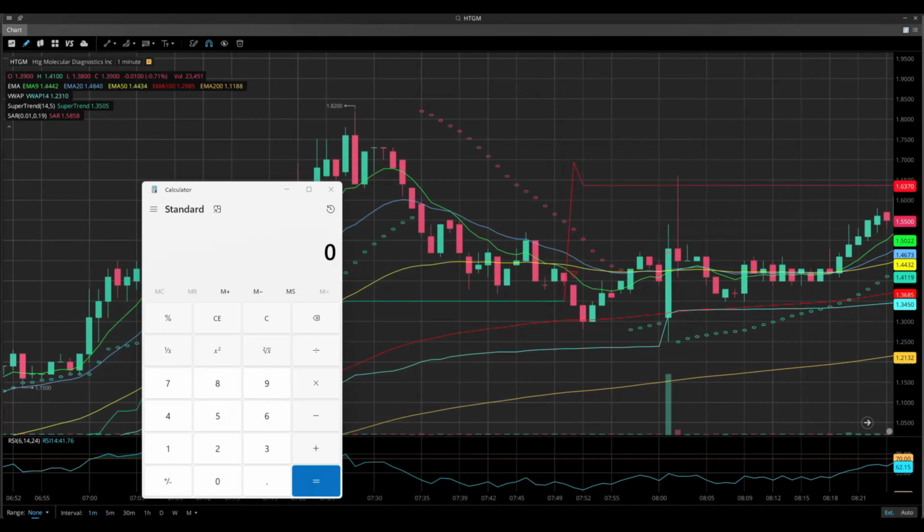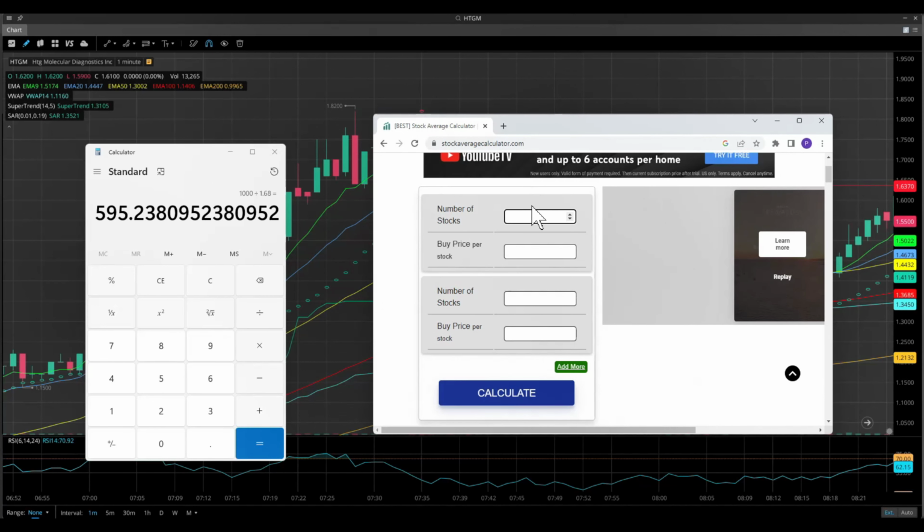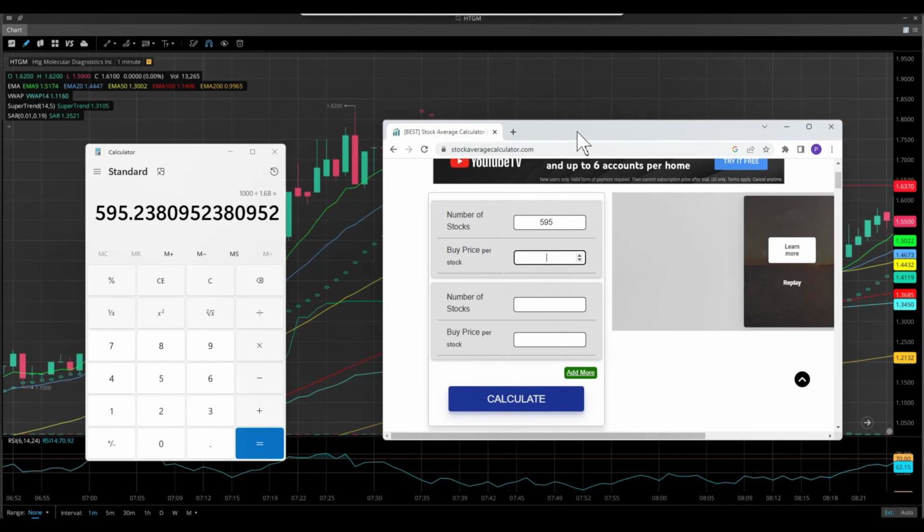We bought $1,000 of HTGM, and we'll say $1.68. So 1,000 divided by 1.68 is 595 shares. We'll just say 595 shares. This is my average down strategy. So 595 at 1.68. So we know our average price right now is $1.68.